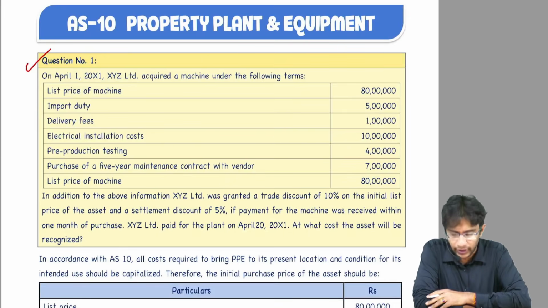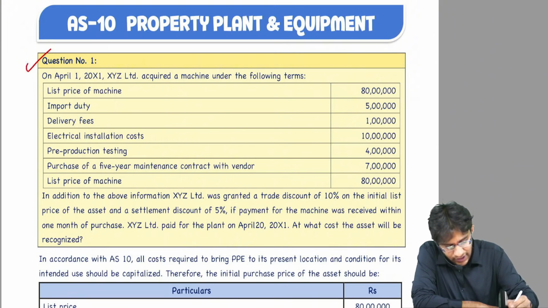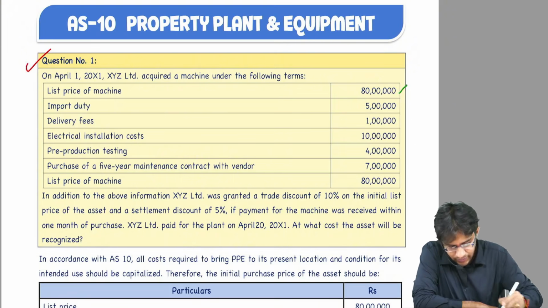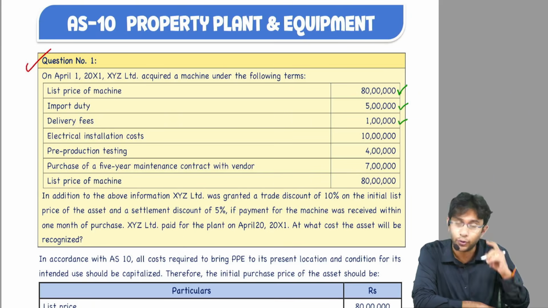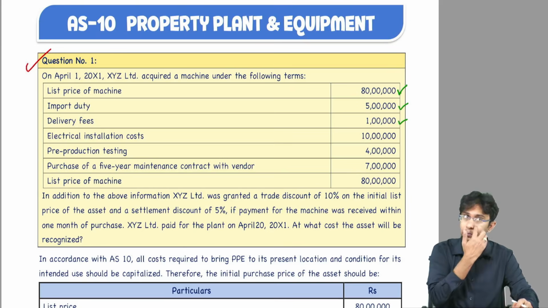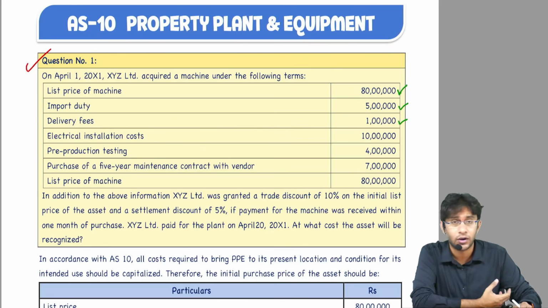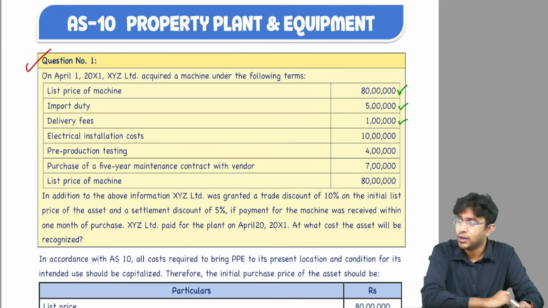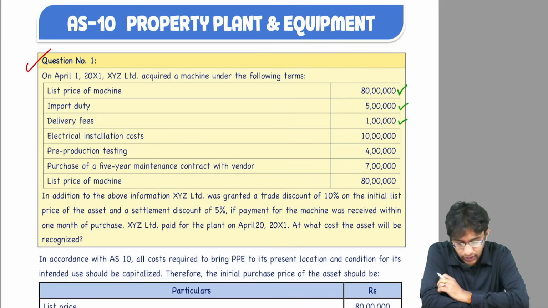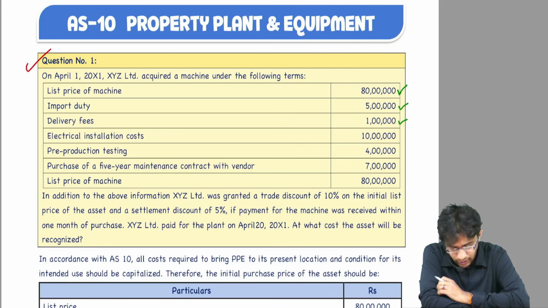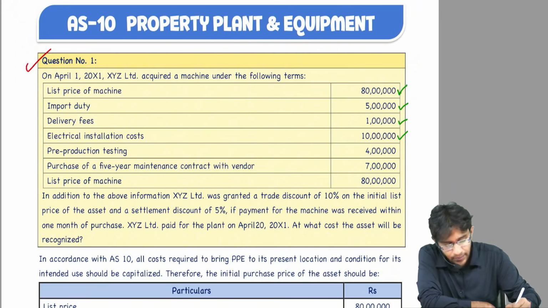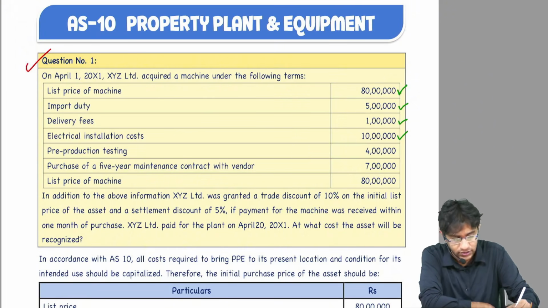On 1st April 20X1, XYZ Limited acquired a machine under the following terms. List price of the machine is given as 80 lakhs, the quoted price. Import duty 5 lakhs. Delivery fees given 1 lakh. Import duty, usually you will not get any input tax credit, so that's a non-refundable tax. You have to capitalize that one. And regarding delivery fees, of course, transport charges we need to capitalize. Installation expenses, yes. Pre-production testing means a trial run cost that you have to capitalize.